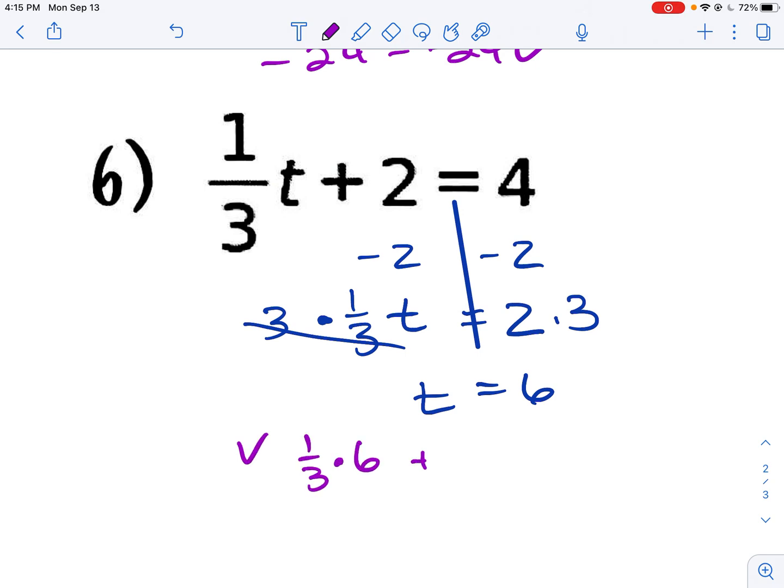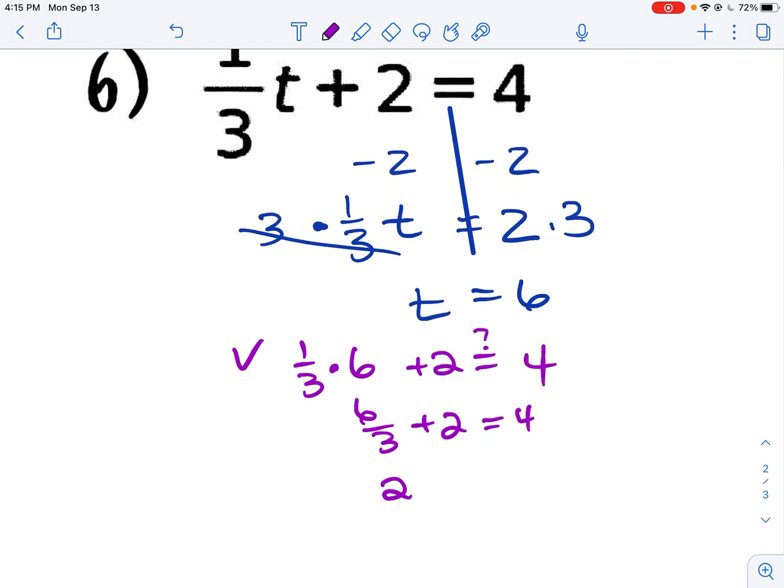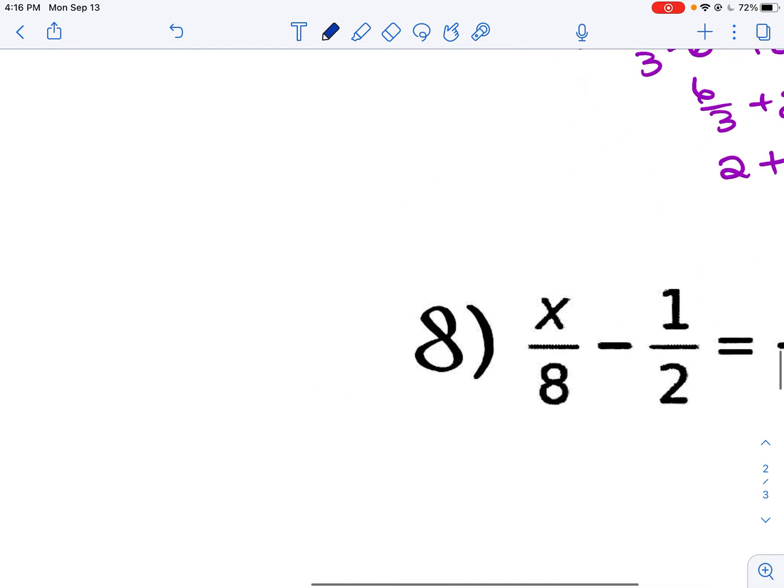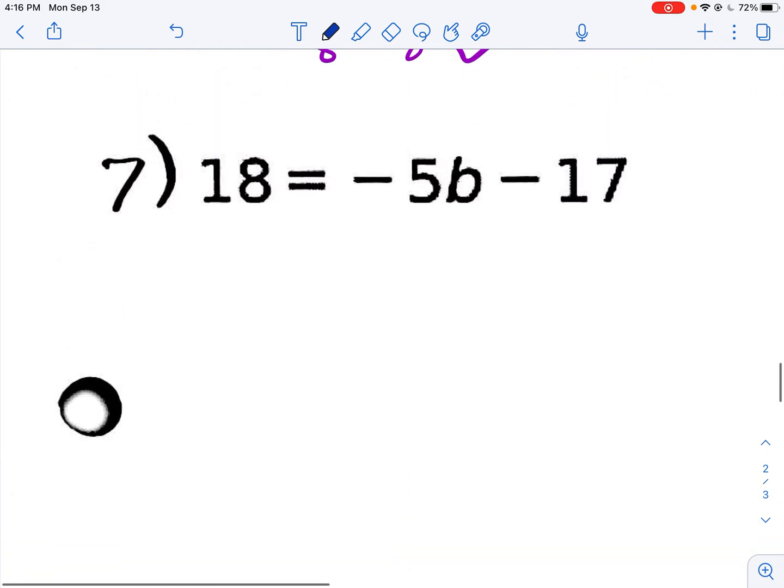So I plug it in. 1/3 times 6 plus 2, does that equal 4? So this would be 6 over 3 plus 2 equals 4. That would get me 2 plus 2. That is 4 equals 4. That does work. So t equals 6.